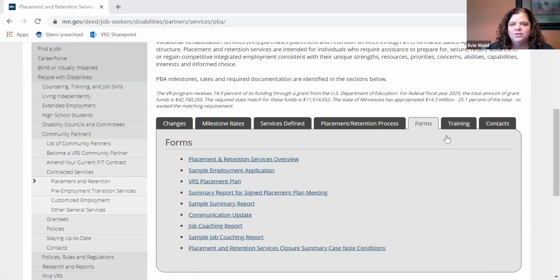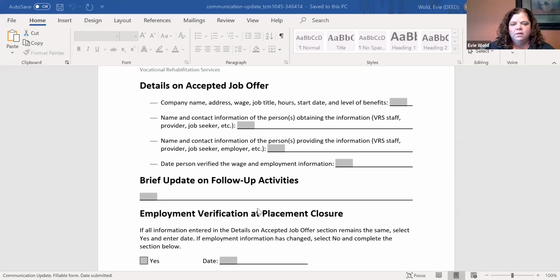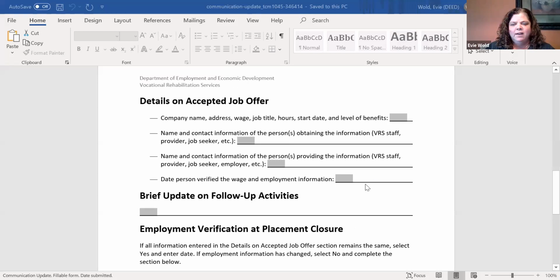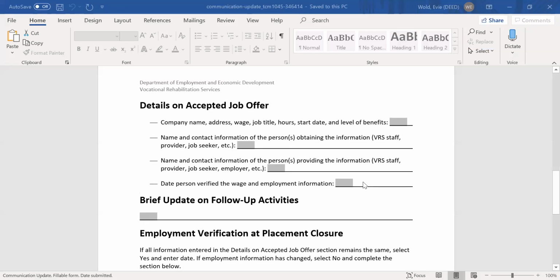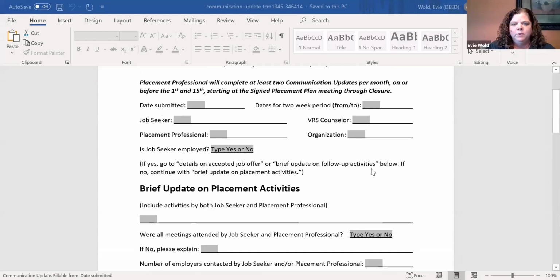So today I just want to focus a little bit on that update I was talking about in regards to the employment detail information. So the forms are here. I'm just going to pull up our communication update form. Are you able to see that? If someone could let me know. Yes, we can. Great.